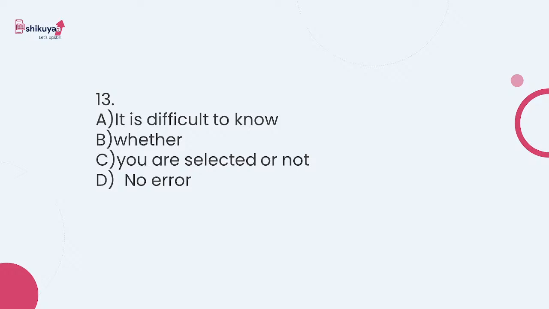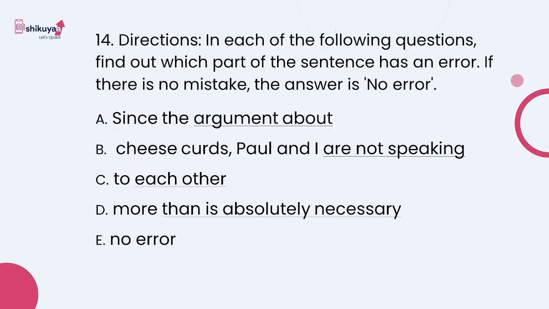Part B, whether, so its use is also correct. There is no kind of error in using whether here. Part C, you are selected or not. Here passive voice has been used of simple present. That is also correct. The students, in part A, B and C, there is no kind of error. So option D is the right answer. No error. Then let's go for the next question.